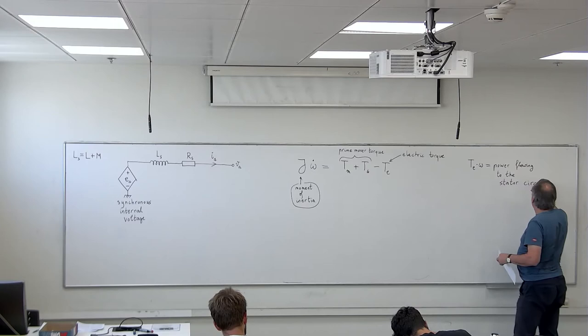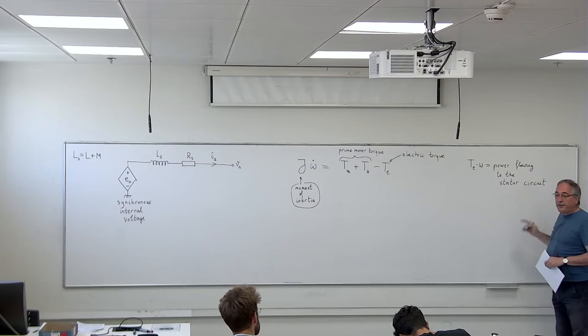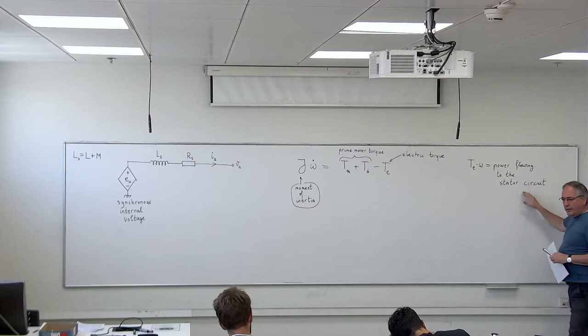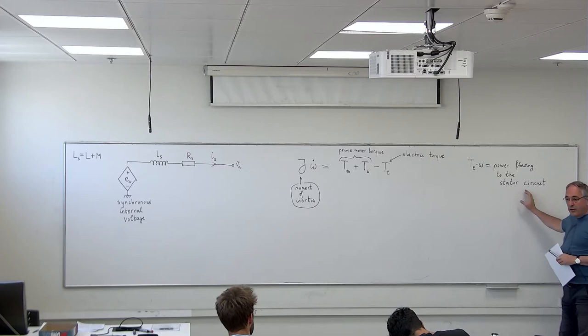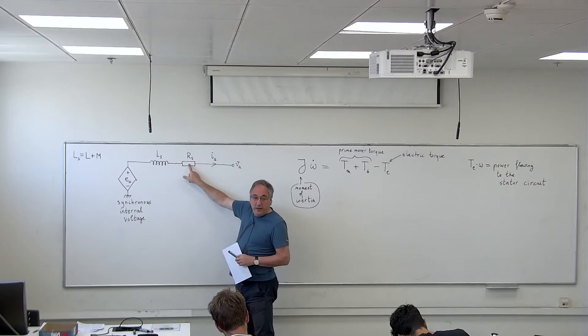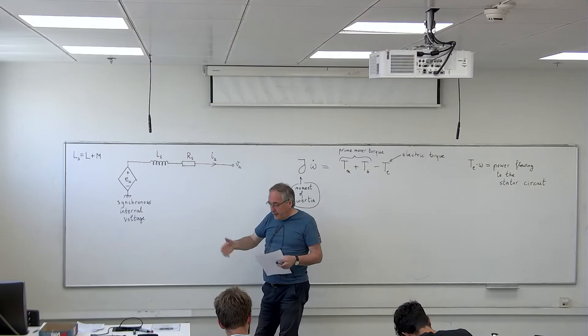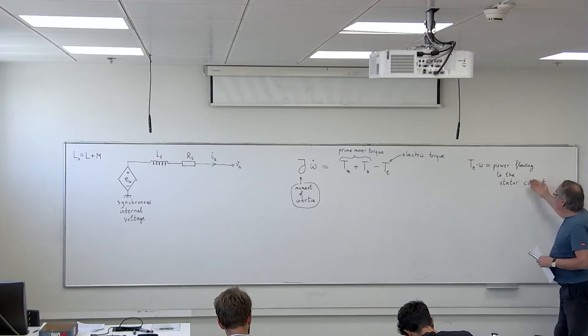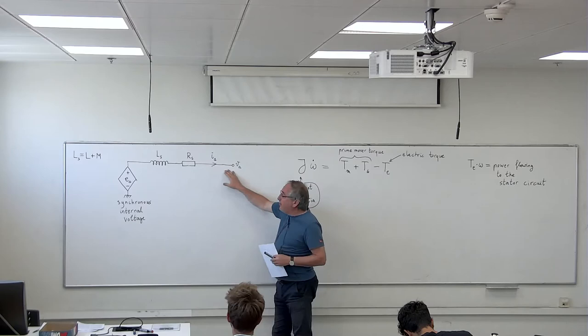And be careful, I said here to the stator circuit. I did not say to the grid, because some of this power, a very small proportion of this power, is actually consumed locally by this resistor. This resistor will heat up, and so it will dissipate some of the power that is being transmitted to the stator circuit, and the remaining power will indeed flow to the grid.